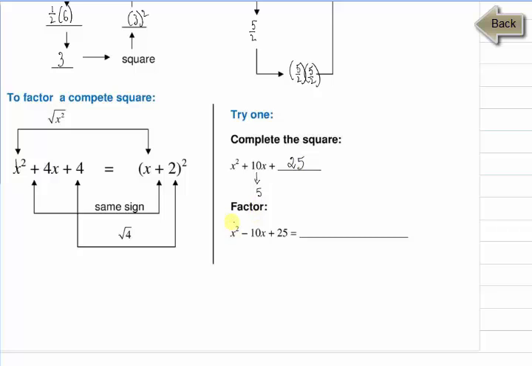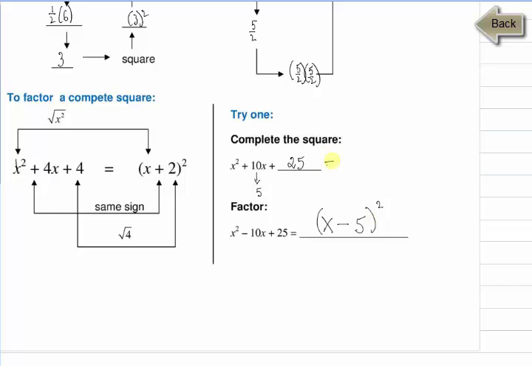To factor, set up your brackets and put a square on the outside. Take the square root of x squared, which is x. Keep this sign, which is minus, and take the square root of the third term, which is 5. So the square root of 25 is 5, and you've finished factoring.